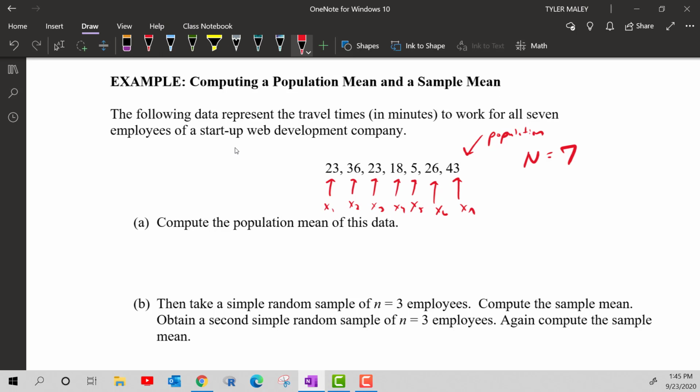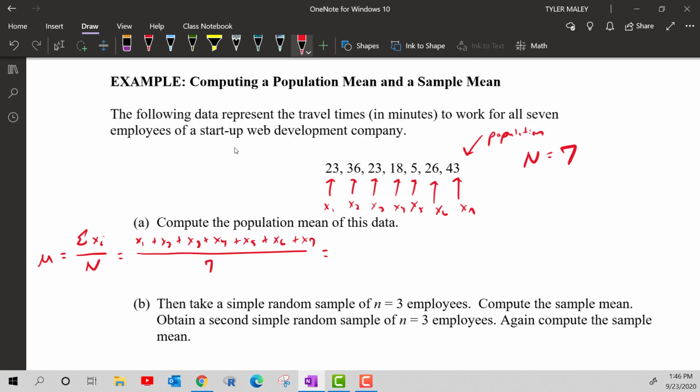So to compute the population mean of this data, we're trying to find mu, which is the population mean. This is found by adding up all the x sub i's and dividing by capital N. So I can write this out just to reiterate what this means. This means I'm going to take x1 plus x2 plus x3 plus x4 plus x5 plus x6 plus x7, and then divide by capital N, which is 7 in this case.